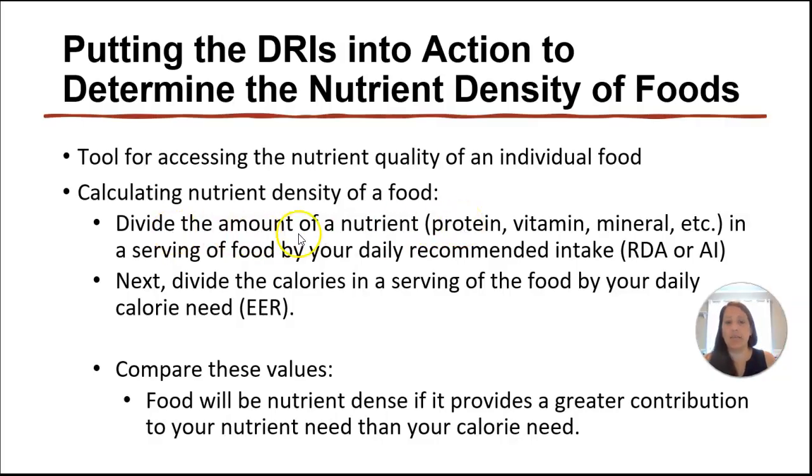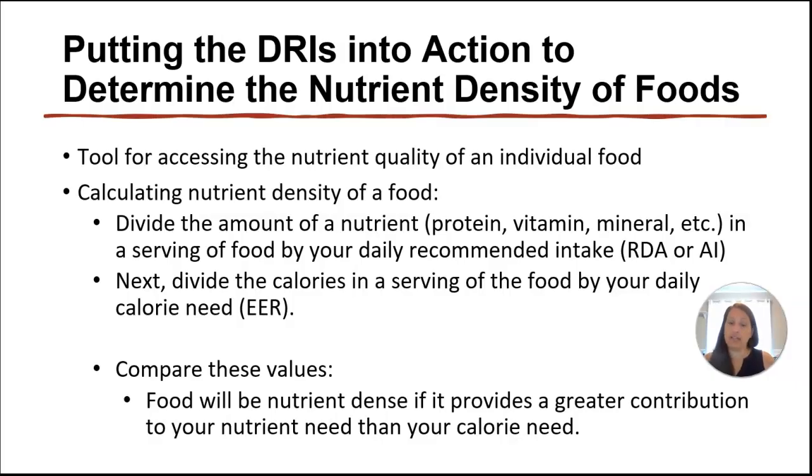Let's say we want to see, is this food protein rich? Okay, we're going to take the amount of a nutrient in a serving of food, and we're going to divide that by however much we're supposed to get daily of that food. So the RDA or the AI, whichever number we have. Okay, and then next, separately, we're going to divide the calories in a serving of food by how many calories we need daily, so by our EER. And we're going to compare those two values.